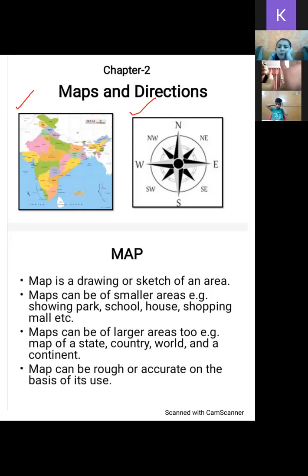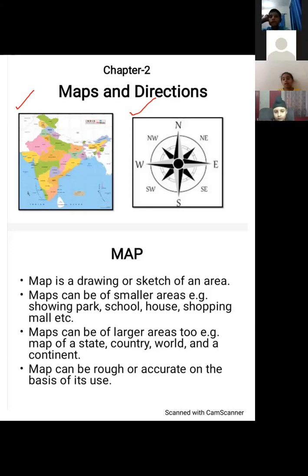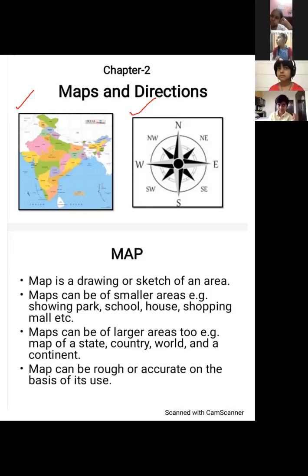This compass rose you're familiar with because you have attempted 2 worksheets related to this topic of compass rose. If you see, there are 4 cardinal directions marked. You have N for north, S for south, W for west, and E for east.